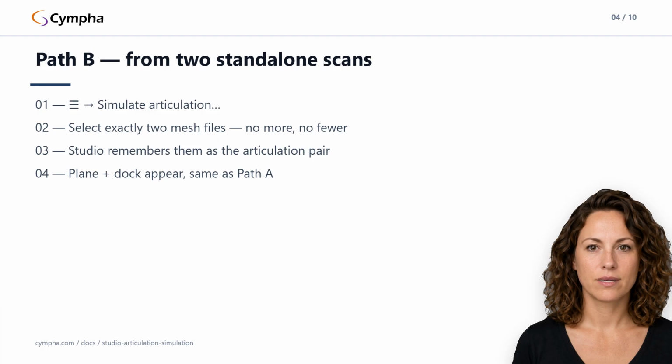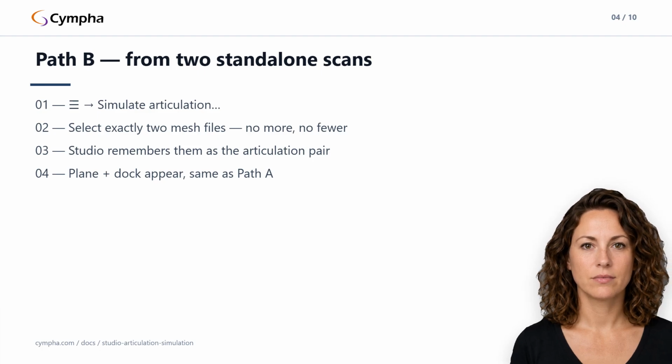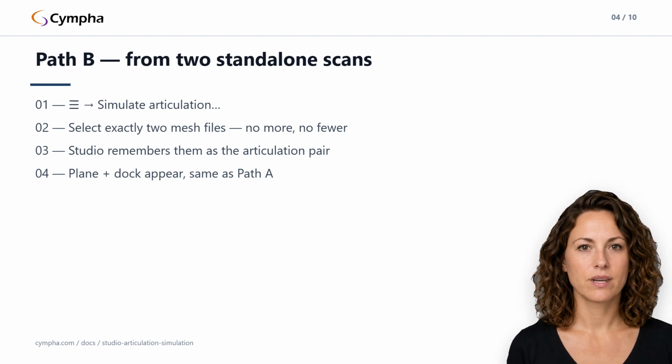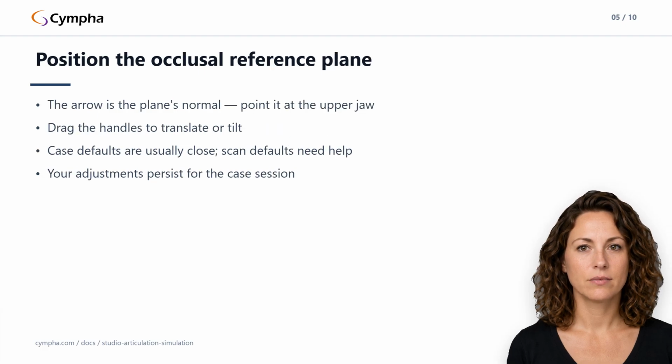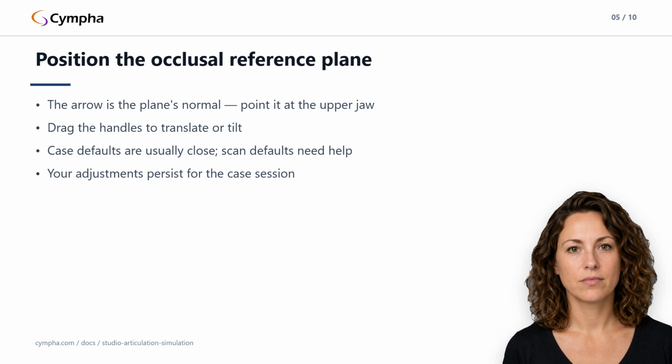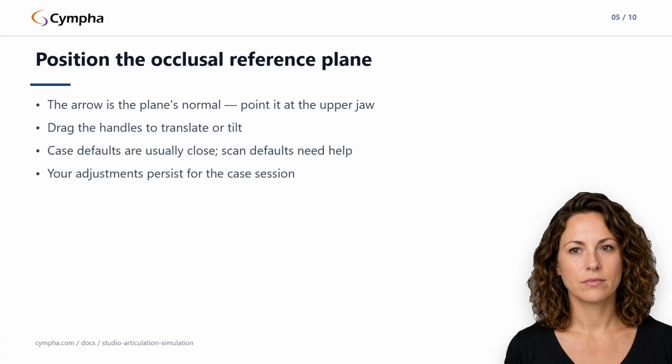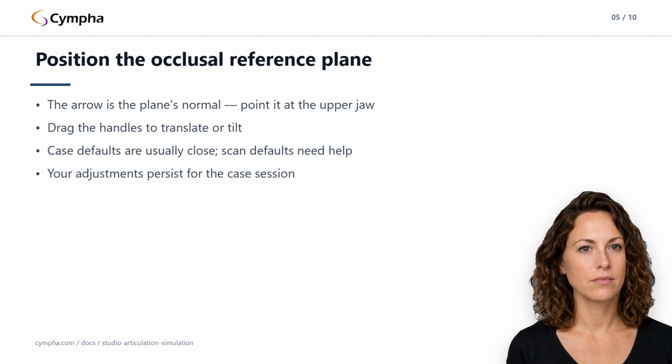How much work this takes depends on your path. For an Ortho Plus case, the default placement follows the app's case rules and usually needs only minor adjustment. For two standalone scans, the default is computed from the bounds of the meshes, a much rougher guess, so expect to tilt it to match the patient's natural occlusal plane, roughly the line from the incisal edges to the molar cusps, parallel to Camper's plane in most patients. Whatever you set is kept for the rest of that case session, so you position it once, not before every run.